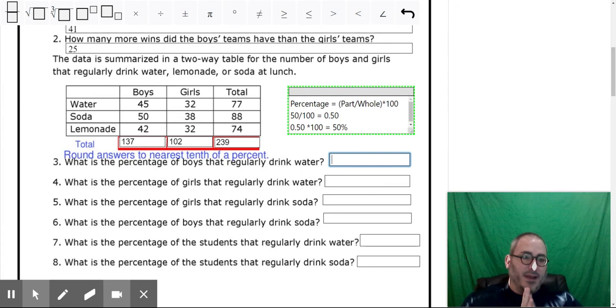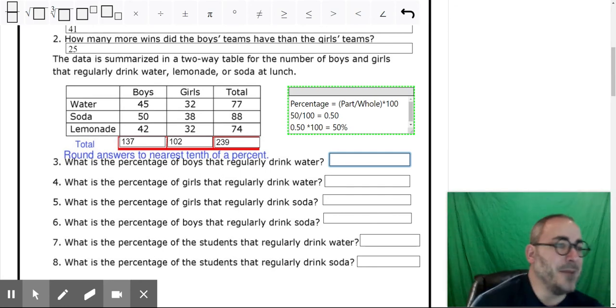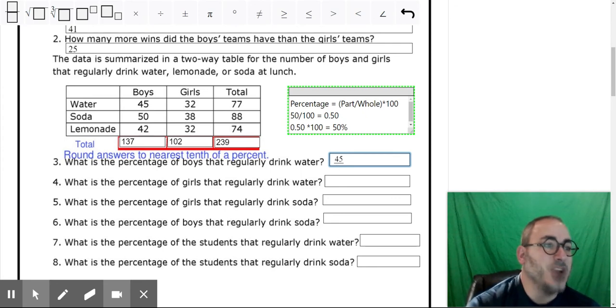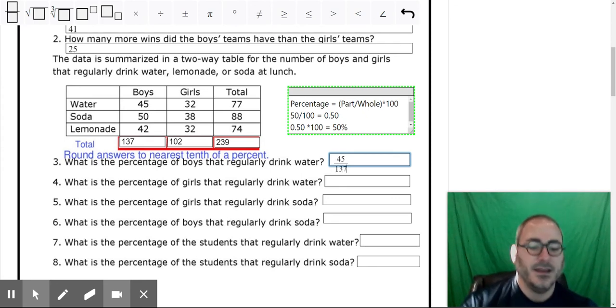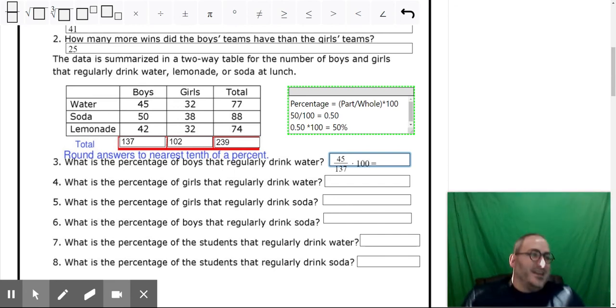So what's my part? My part is the boys that drink water. What's my whole? Of boys. My part is the boys that drink water, and my whole is of boys. How many of those boys drink water? Okay, so my part is boys that drink water, which is 45, and my whole is the total number of boys, because it's of boys. All right, and then I times that by 100. I like that it does a little math for me. So let me go to my calculator for this.